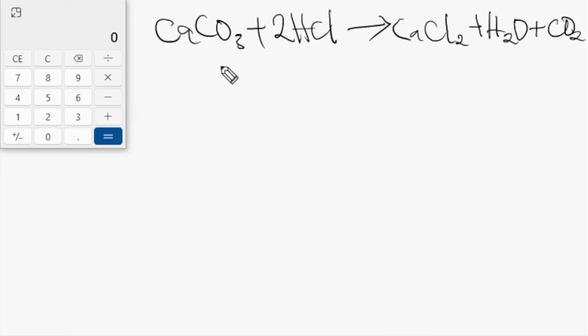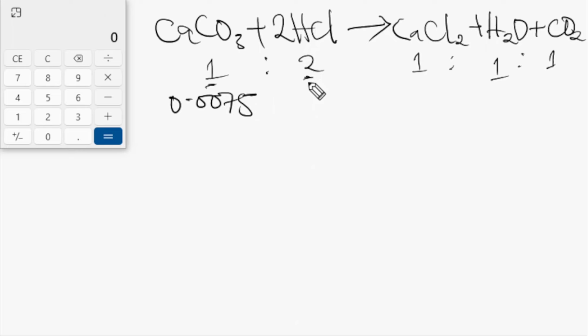So guys, with this we know that we have 1 mole of this, and then we'll have 2 moles of this. We have 1 mole of this, 1 mole of this, 1 mole of this. So guys, having stated this, we know that 1 mole of this requires 2 moles of this. So in that case, since we have 0.0075 moles here, this over here, HCl, will be 0.0075 moles times 2, and that's 0.015.